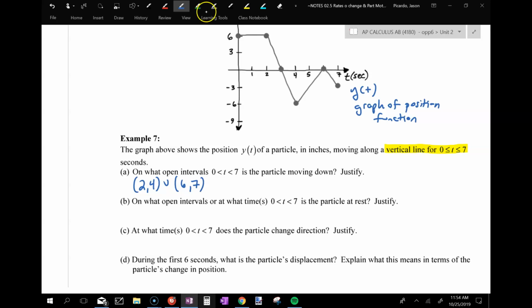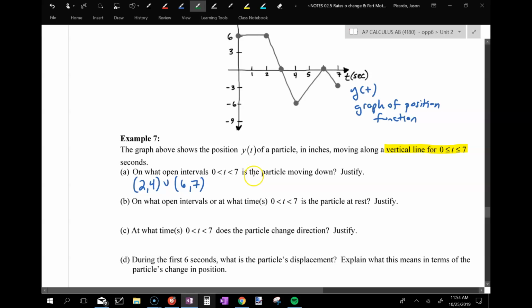So your justification is the slope of y of t is negative on these intervals. The slope of y of t is negative on these intervals, right? So negative slope, particle moves down. On what open intervals of time is the particle at rest?